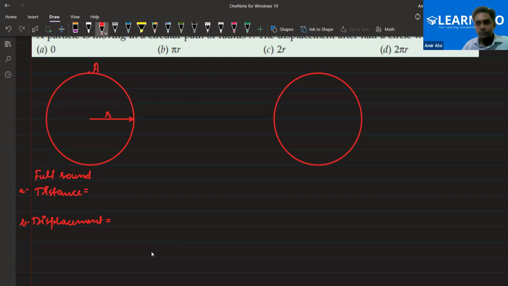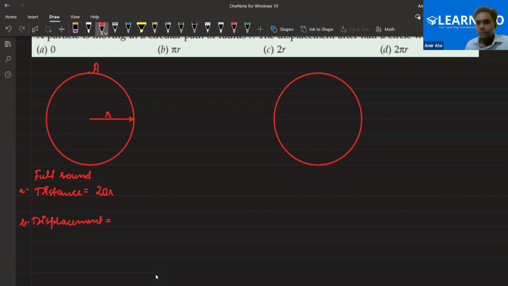Sara and Astatva. So 2 pi R. Sara, what do you say? Sir, 2 pi R. So obviously, yes, 2 pi R, because I'm covering the circumference of the circle. It means that the radius is R, so that's going to be 2 pi R. What is the displacement in this case? Tell me, what is the displacement in this case? 0. Why? Because it came back to the same position. Obviously, yes, very good.